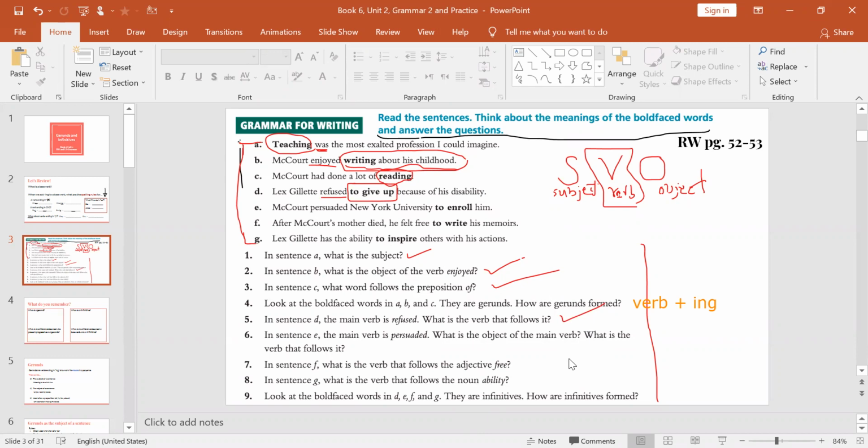Now, recognize the construction here. The first verb is conjugated. The second verb is not. But don't worry, we'll explain that a little bit later. Why is the second verb like this? And what does that mean in English? What do you call the second verb? Great.